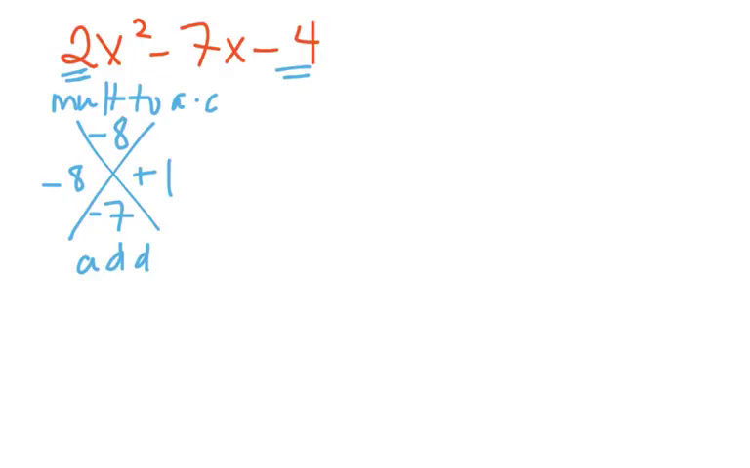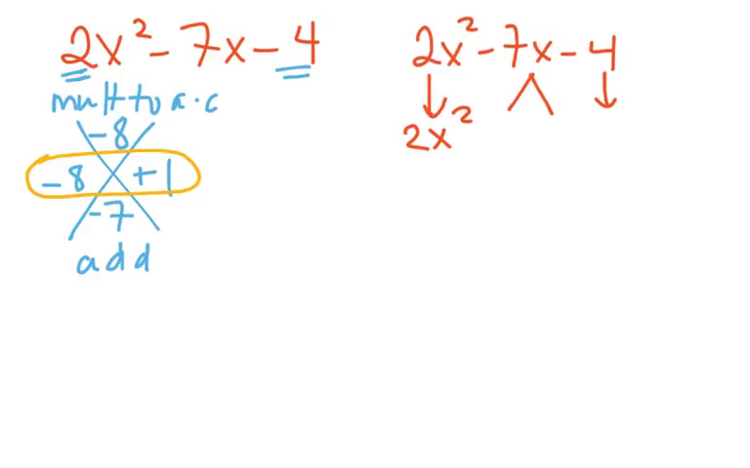Now, these are not my factors. It is not x minus 8, x plus 1, because this is much more complicated because we've got this 2 in front. So what happens with these? Let me show you here. Okay, so I wrote this out again at the top on the right here. 2x squared minus 7x minus 4.